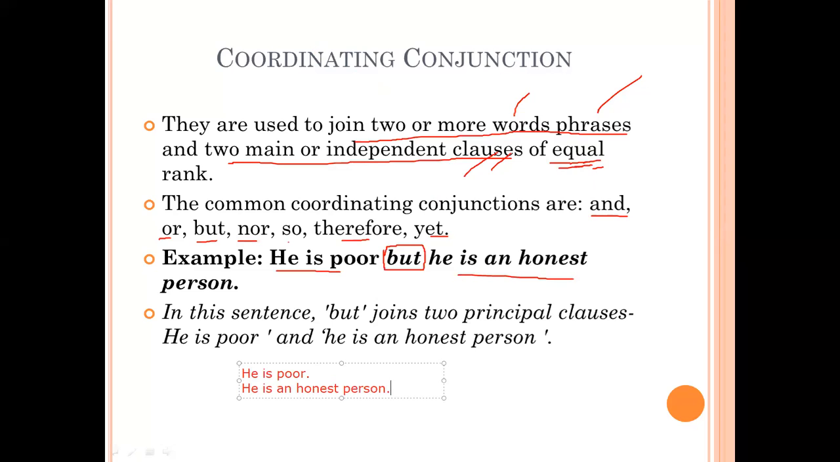person. They are independent. But in subordinating conjunctions, there is one main clause and another clause is depending upon the main clause for the completion of the meaning, like this. So in this sentence, but joins two principal clauses, main sentences: He is poor and he is an honest person.